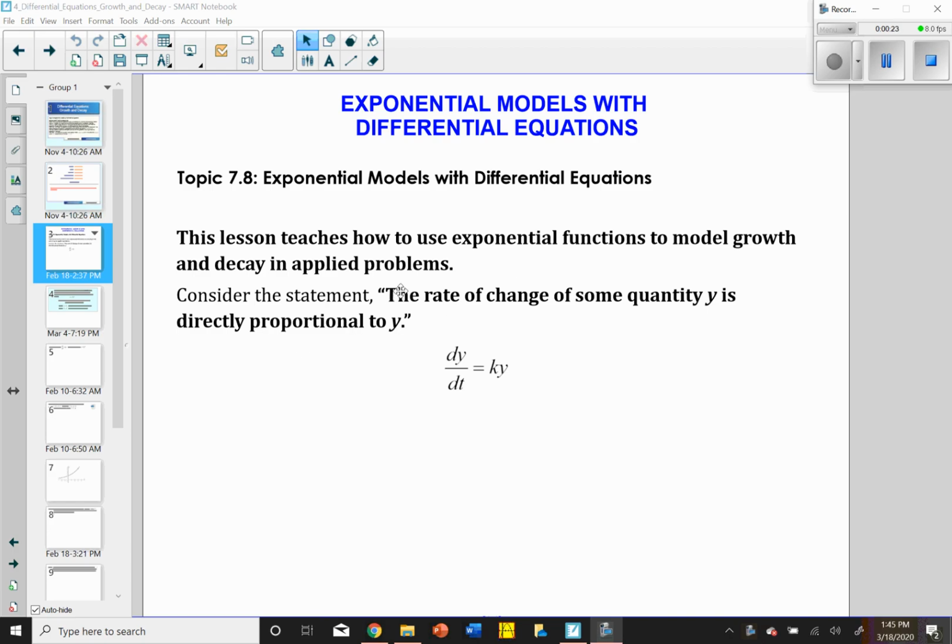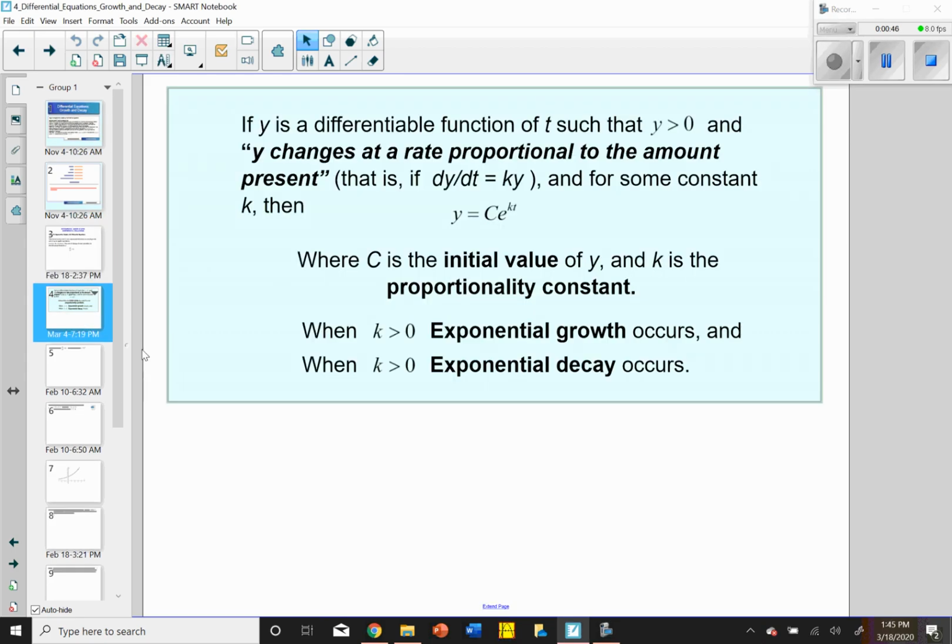And if you hear or read a statement on the AP exam along the lines of the rate of change of some quantity y is directly proportional to y, then that can be translated into the differential equation dy/dt equals k times y. And when y changes at a rate that's proportional to the amount present, we can immediately solve that differential equation as y equals some initial constant times e to the kt power.